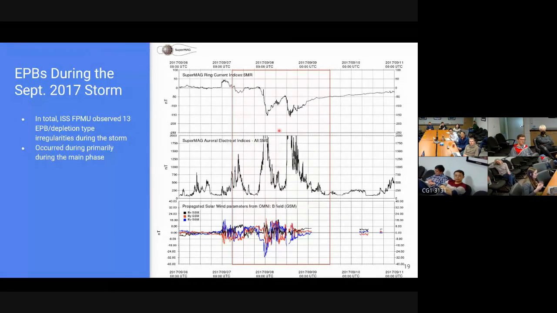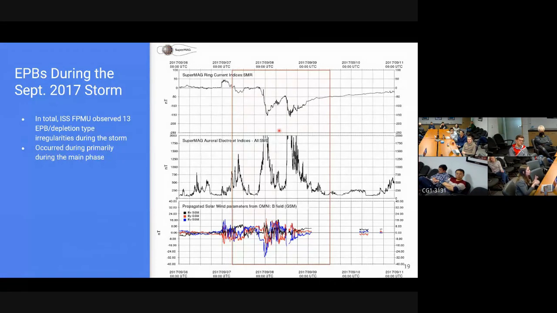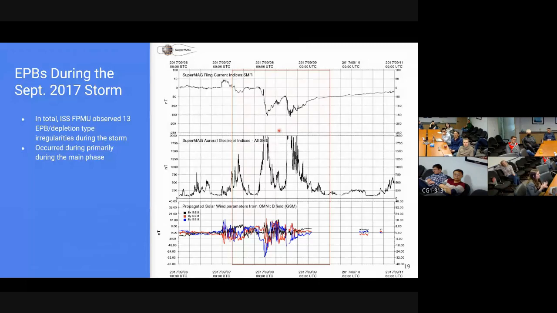So one thing to keep in mind here is that ISS's local time shifts over the course of about a year, but during this time period, it was crossing the equator right around midnight. So the bubbles may have actually been forming at slightly earlier or possibly slightly later local times, but ISS is only able to see them in that particular window, since that's what's in that region.